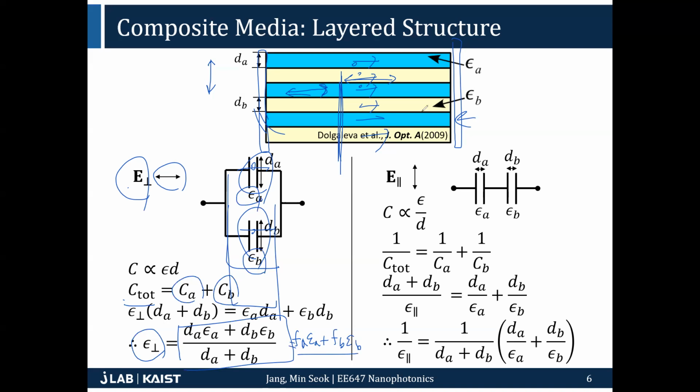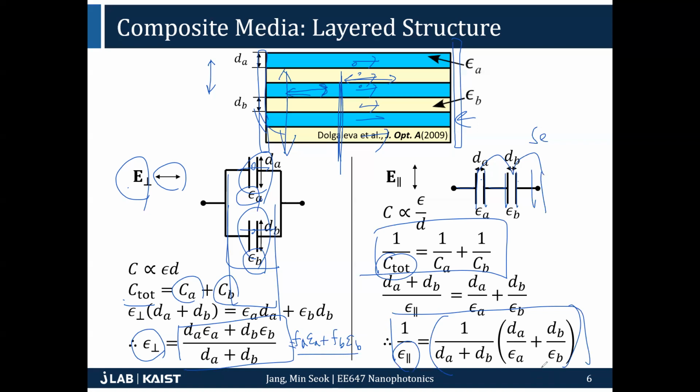But if your electric field is polarized in this direction, then the situation is like you have parallel plate capacitors in series connection. If you have a series connection of parallel plate capacitors, then the total capacitance can be calculated by this, right? 1 over C is 1 over CA plus 1 over CB. And if you do so, what you realize is that your permittivity should satisfy this relation, okay?